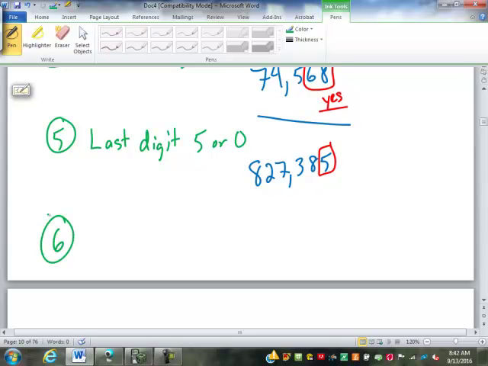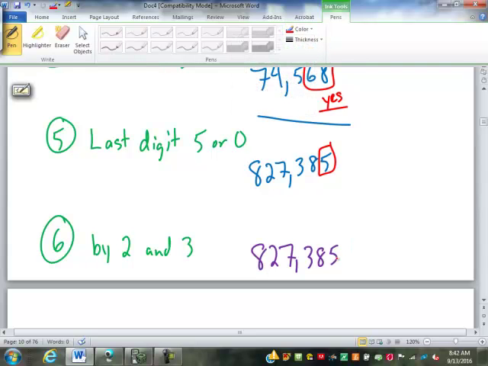6 is another rule that's not horribly useful, because if you wanted to divide by 6, you could just divide by 2 and by 3, and you'd divide by 6, right? But, in fact, that is the rule for 6. It can be divided by 2 and 3. So let's take a look at 827,385. Can I divide that by 6?